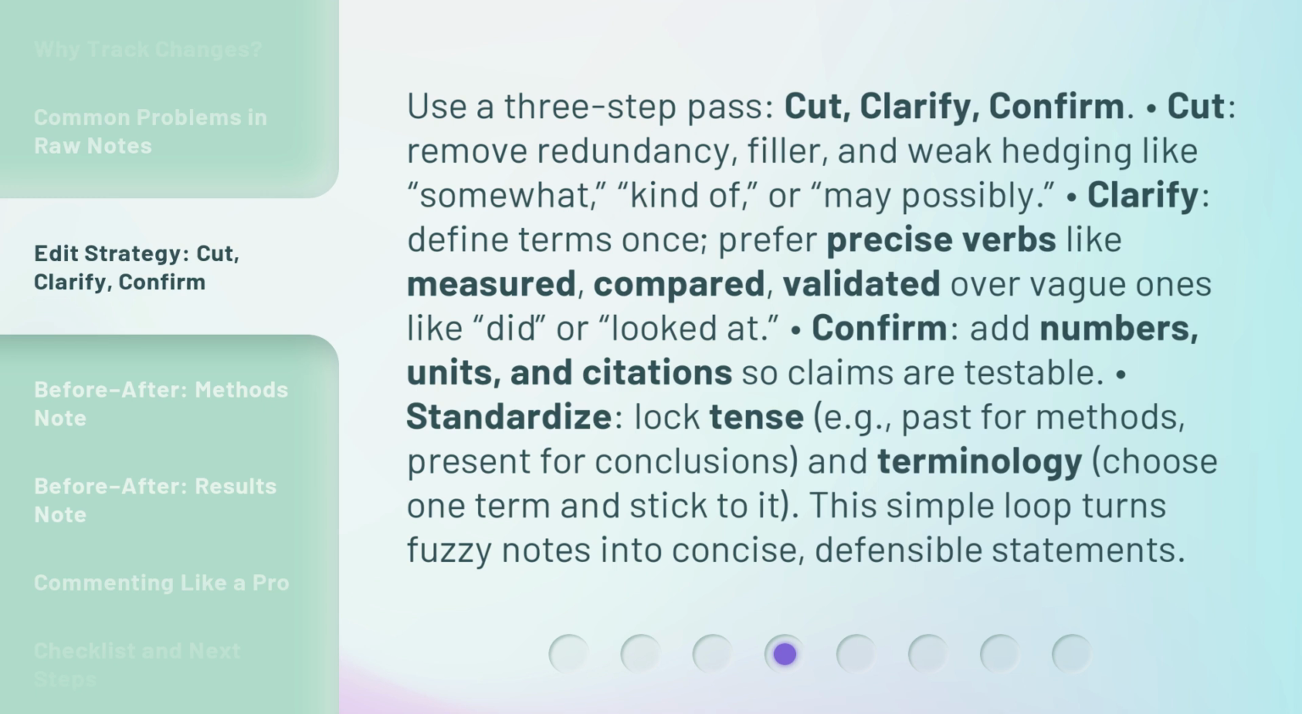Standardize: lock tense, e.g., past for methods, present for conclusions, and terminology. Choose one term and stick to it. This simple loop turns fuzzy notes into concise, defensible statements.